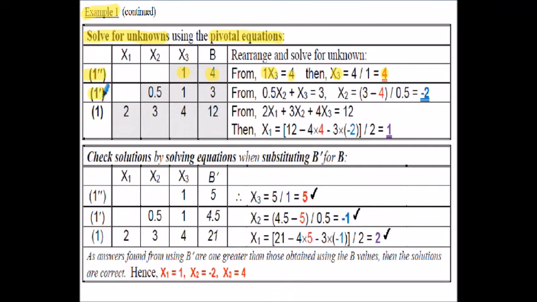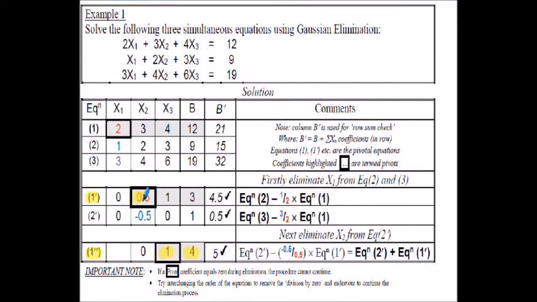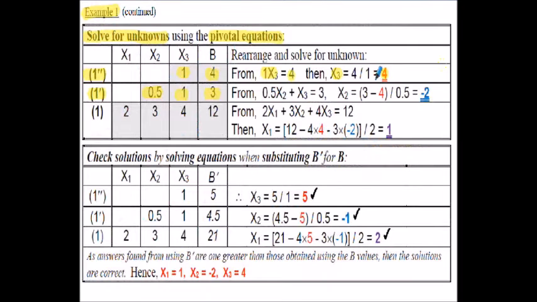Now using pivotal equation 1 dash, we get the coefficient for x2 is 0.5, coefficient for x3 is 1, and the constant b is 3. Again, that's from the previous slide. For equation 1 dash our coefficients are 0.5 for x2, 1 for x3, and a constant of 3. That gives us an equation of 0.5x2 plus x3 is equal to 3. So simply rearranging the equation to find x2, I subtract x3 from both sides of the equation and divide by 0.5. So x2 is equal to 3, take away the x3, which is 4 from above, and that's all divided by 0.5. So we find that the x2 value is negative 2.